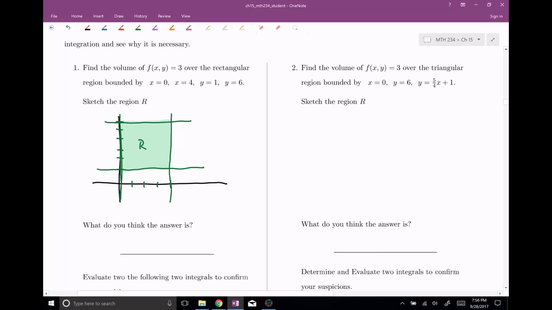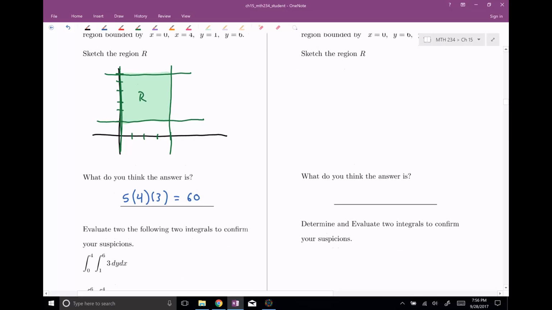The length is 6 minus 1, so that's 5, times the width, 4 minus 0, which is 4, and then the height is 3. So 20 times 3 is 60 altogether. I would suspect that if I evaluated the double integral, we would get out 60. So let's go ahead and confirm that.